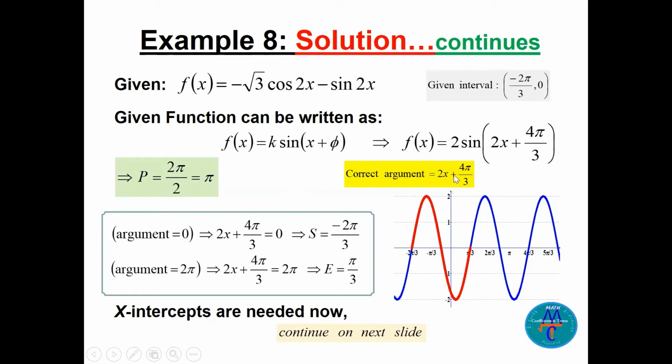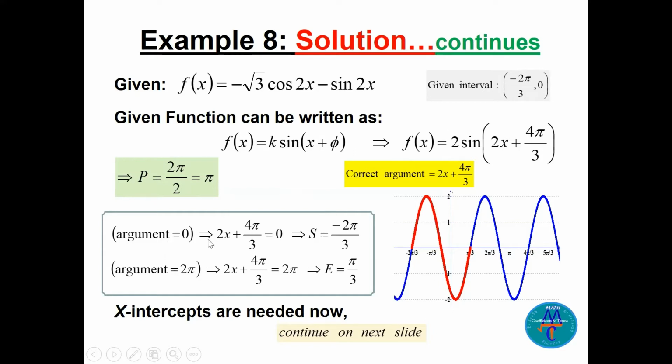So the correct argument here is 2x plus 4 pi over 3, and we need the period, 2 pi over k. Now this k is the coefficient of the x from the formula. This is graphing sine function, lecture 15. So 2 pi over k, this k inside here, because this can be another number there. That's the amplitude. This is a, so the amplitude will be the absolute value of the a.